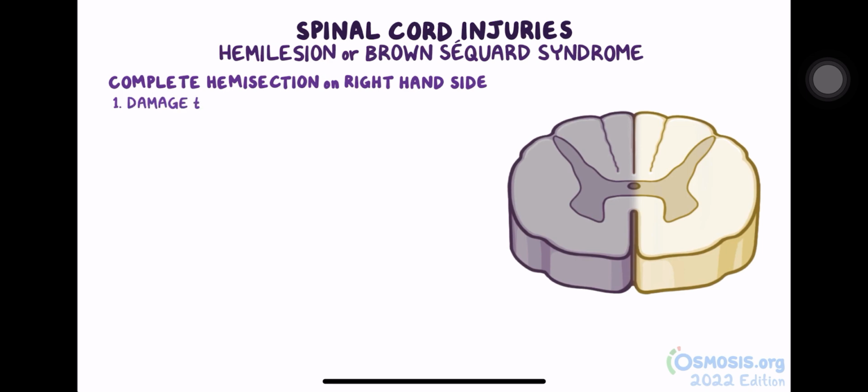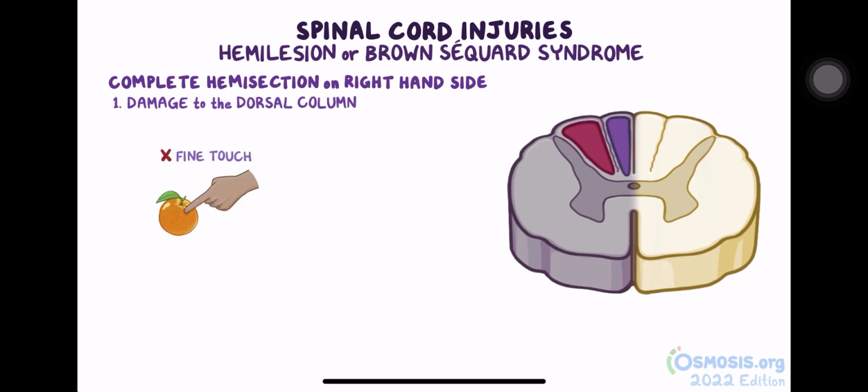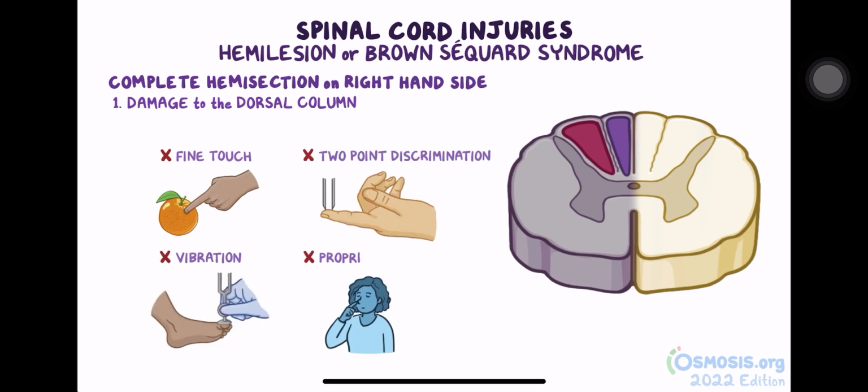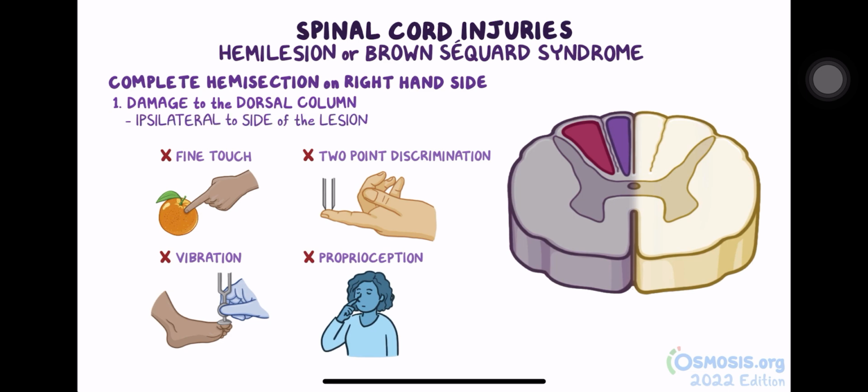First, there'd be damage to the dorsal column on the right side, which will lead to the loss of fine touch, two-point discrimination, vibration, and proprioception in the right side of the body, which is ipsilateral to the side of the lesion. The loss of these sensory modalities would occur at the level of the injury and below it.